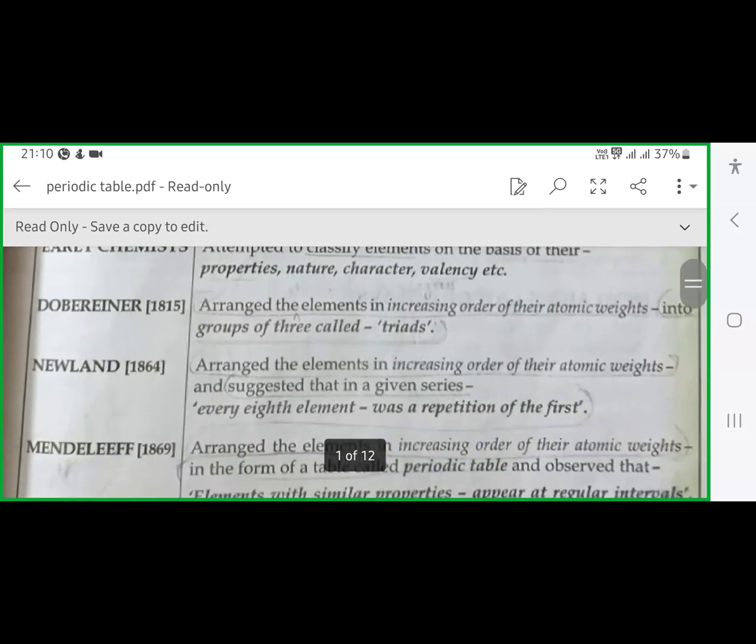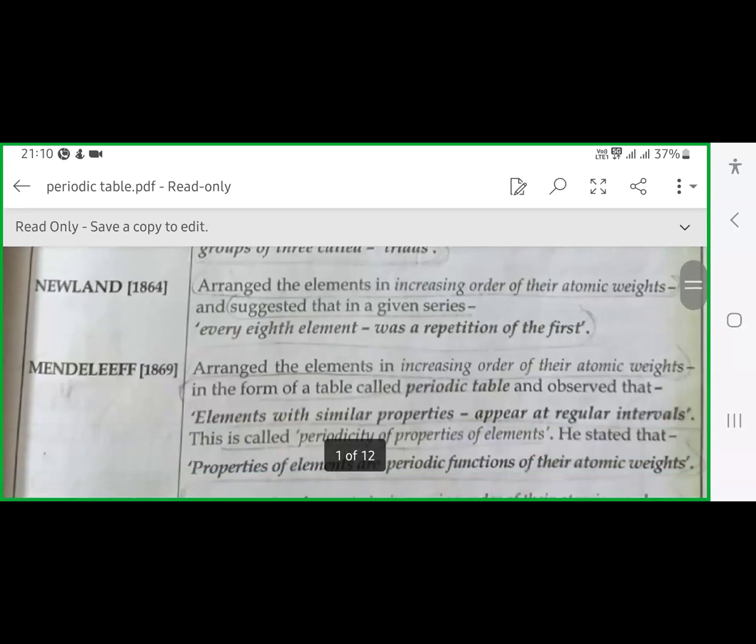Newlands gave the octave rule, according to which if we arrange the elements in increasing order of their atomic mass, each eighth element shows similarity in properties with the first element. Any problem? No, sir. Mendeleev gave the first systematic classification, and he said that the physical and chemical properties of elements are a periodic function of their atomic masses. Means if we arrange the elements in increasing order of their atomic masses, the elements with similar properties repeat after a certain time interval. Did you get this?